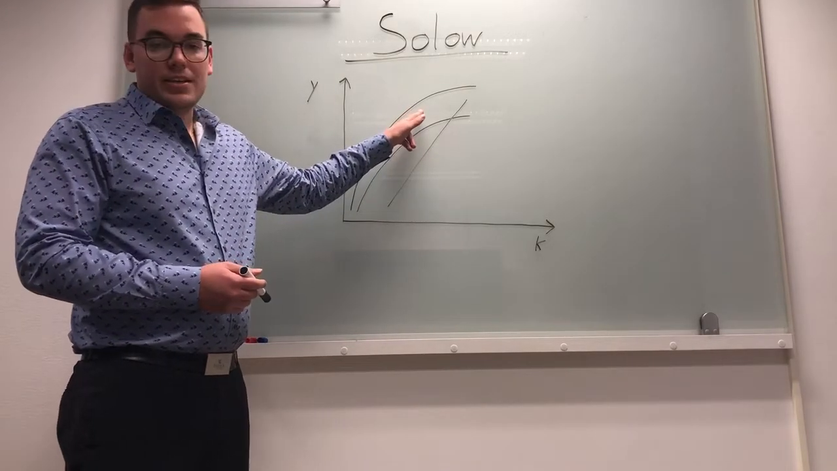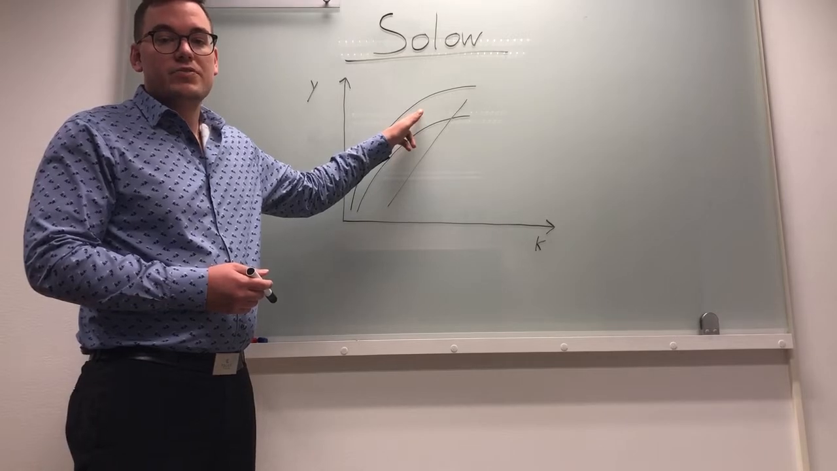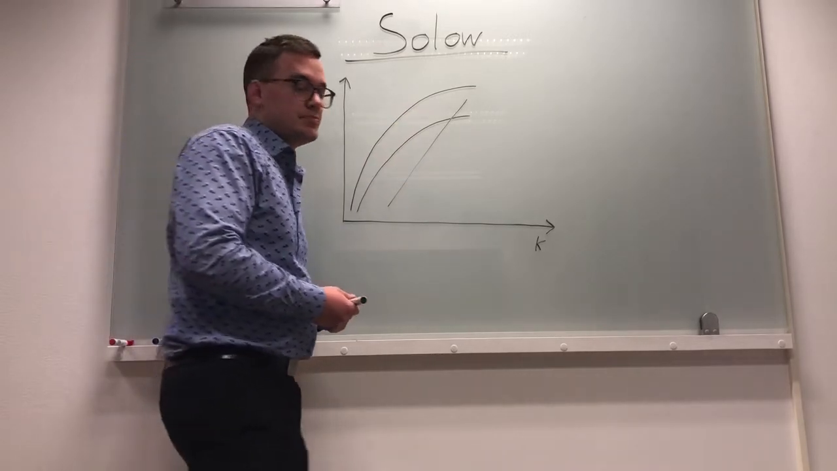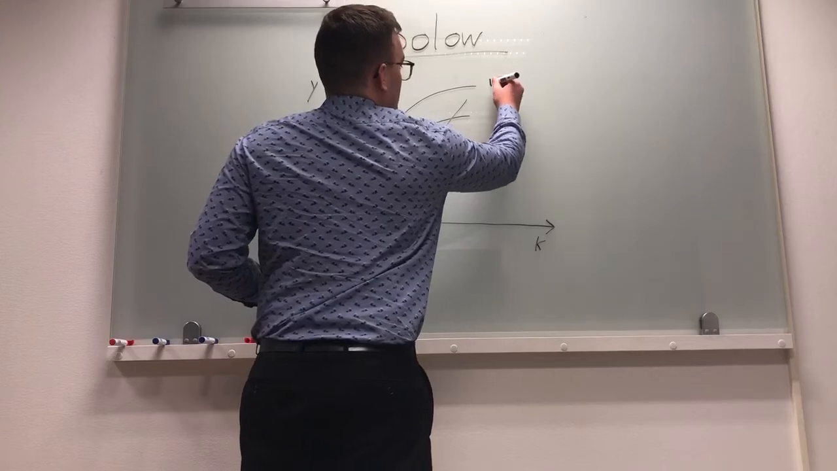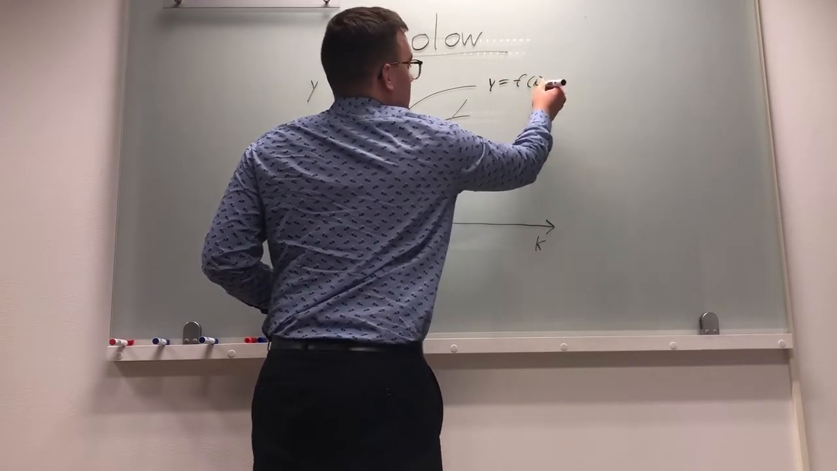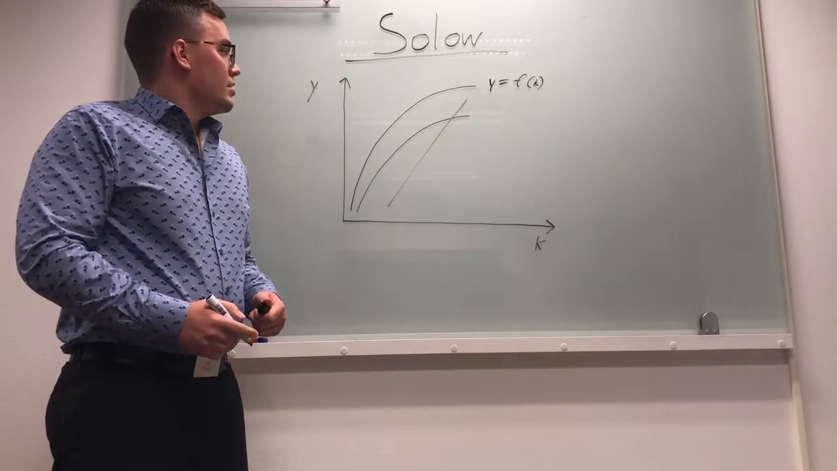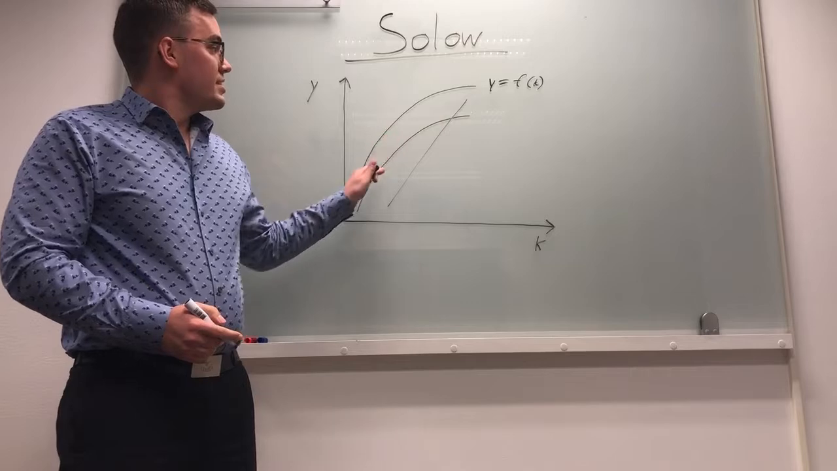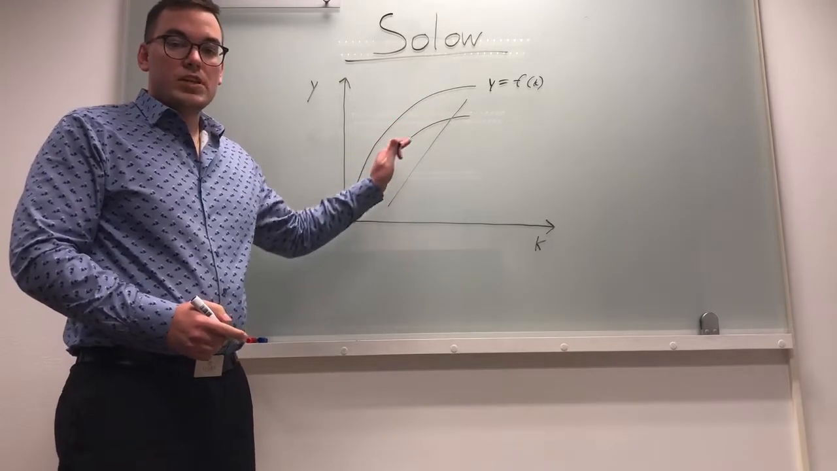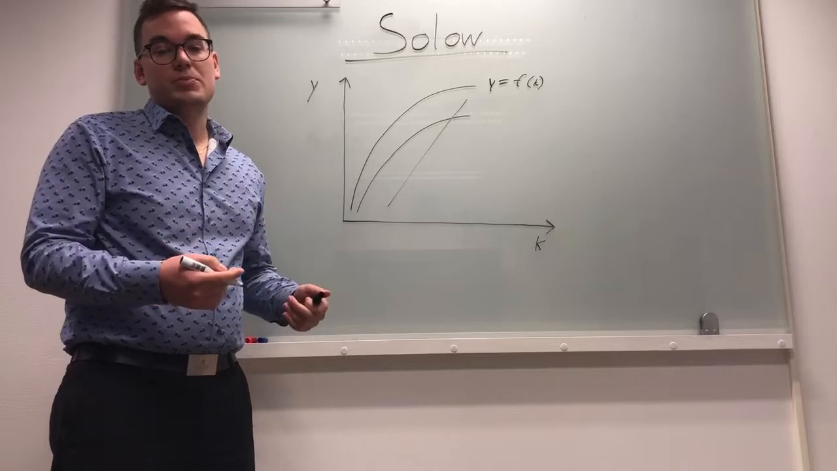Let's start with the line on top. This is output as a function of capital. A fraction of capital, you can say. So this is basically the output, how it changes as a function of how much capital you have.